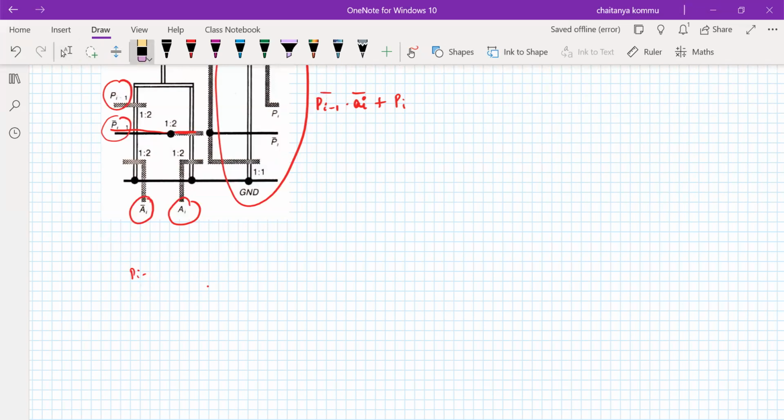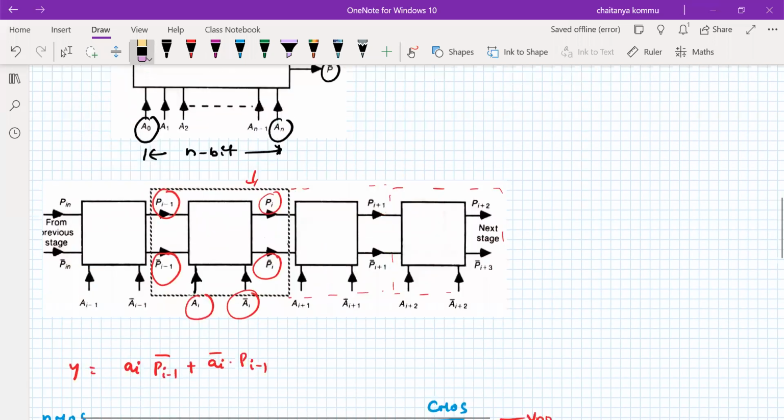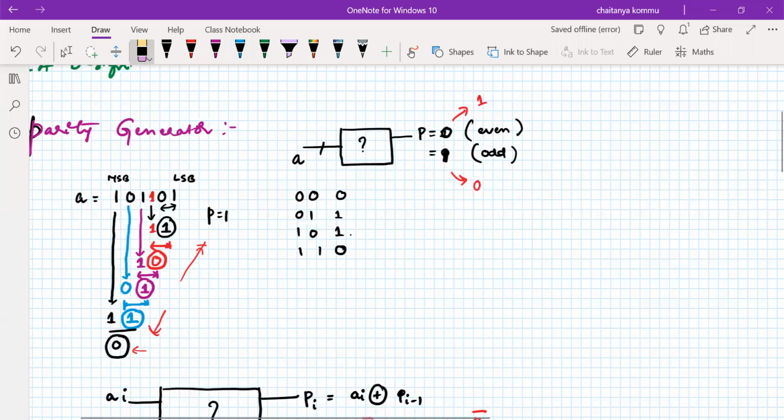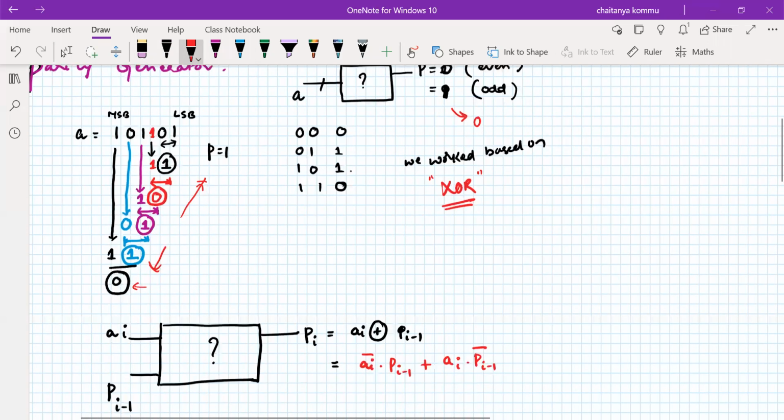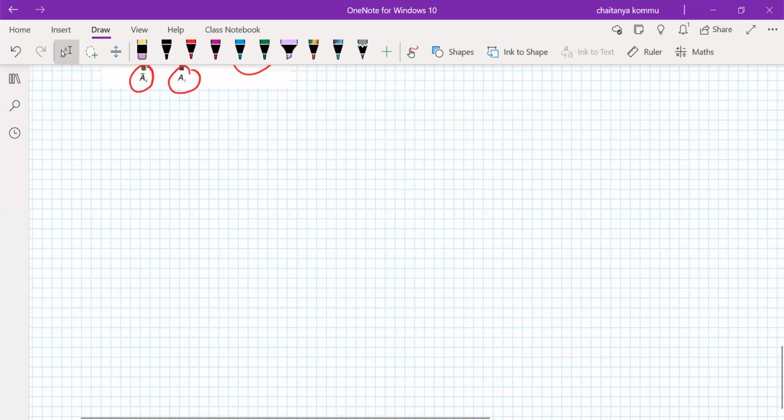Okay, so according to this point, I think it is better to write here that we worked based on XOR gates. Please remember, in the textbook they have used XNOR gates. Okay. Next one is binary to gray and gray to binary conversion.